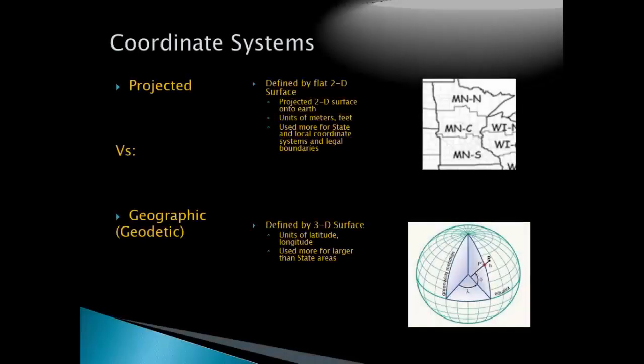If you look at these 2 diagrams here, you begin to see the difference. The top one is the state of Minnesota, and it has 3 zones in the projected coordinate systems: a north, a central, and a south. And the reason there are 3 is to cover the different latitudes and to be as accurate as it can be for those 3 areas.